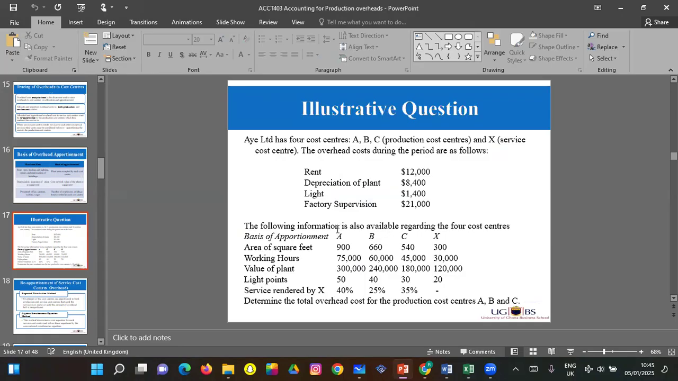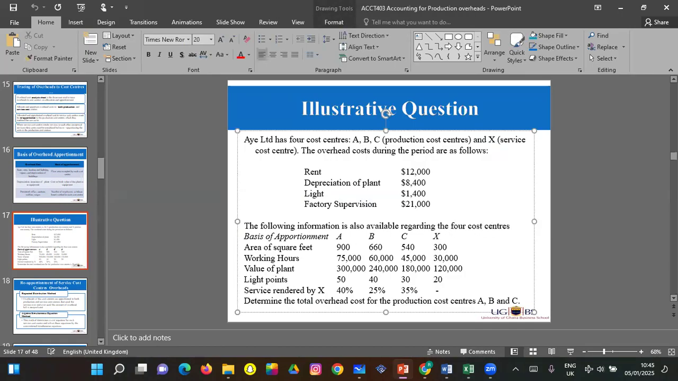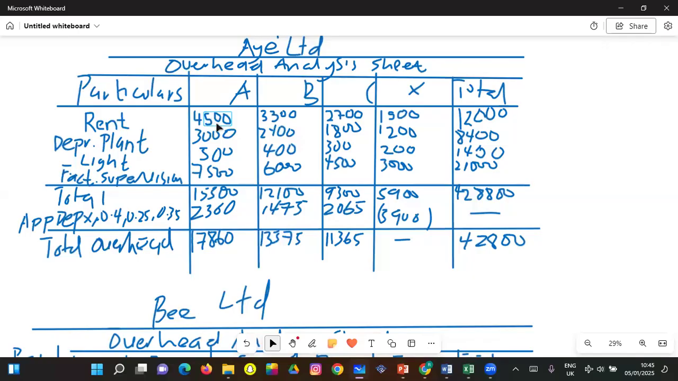So we have floor area here. What we are going to do is add all the square feet, right? So we are going to add this plus this plus this plus this, which is going to give us 2,400. So if you want to get for A, you are going to take 900 over 2,400 times the rent amount here, right? And you are going to get this 4,500.